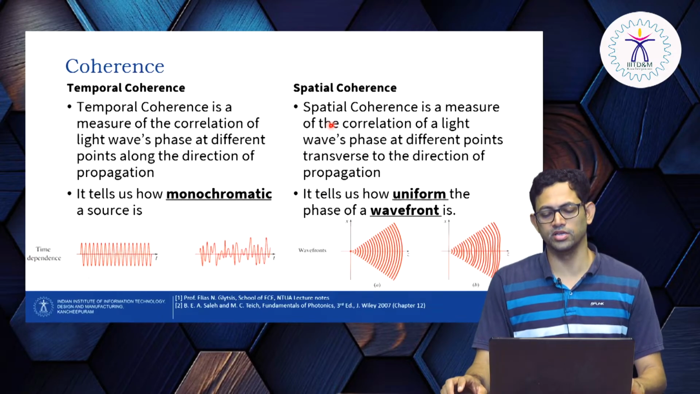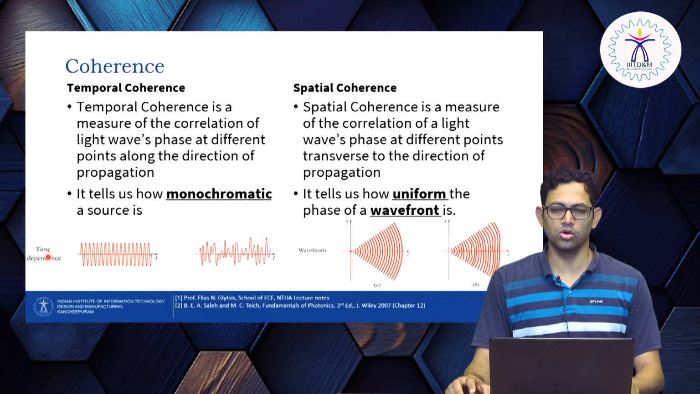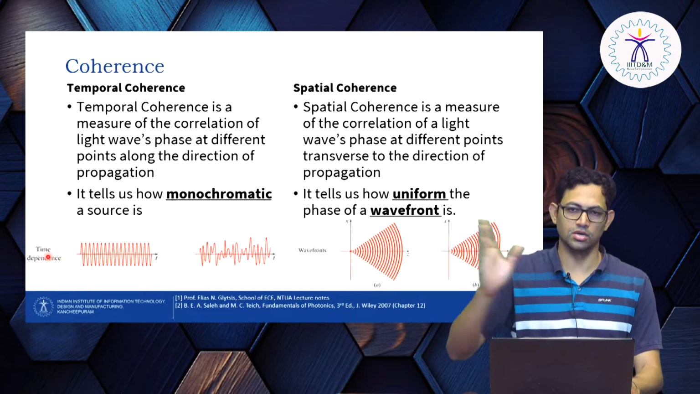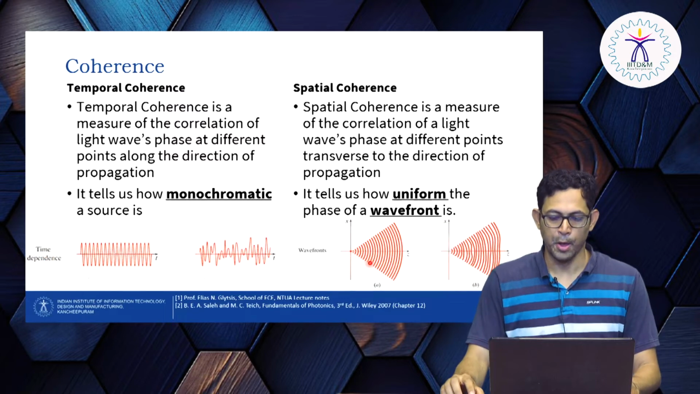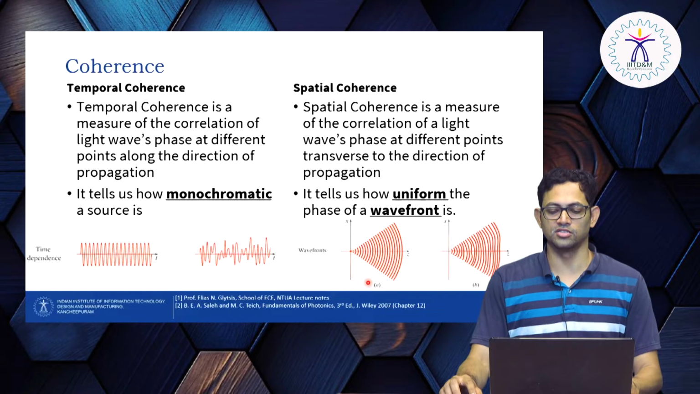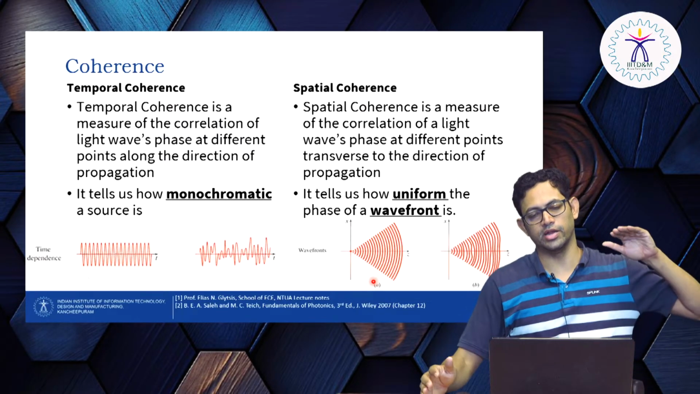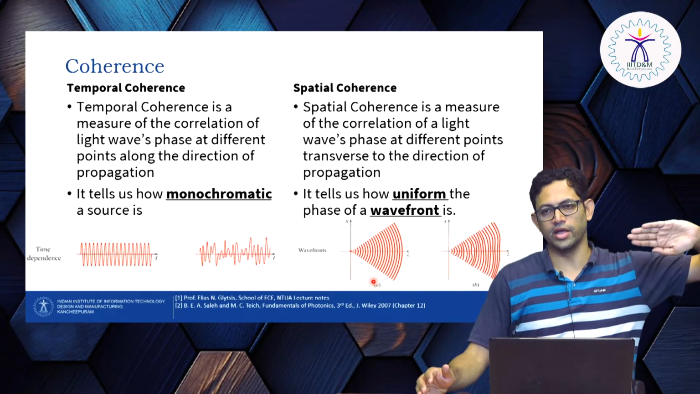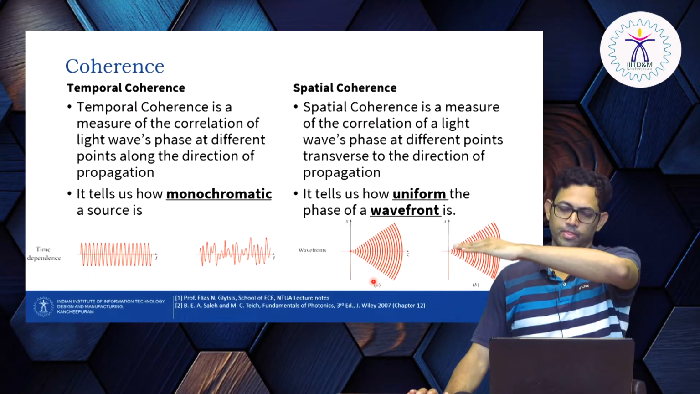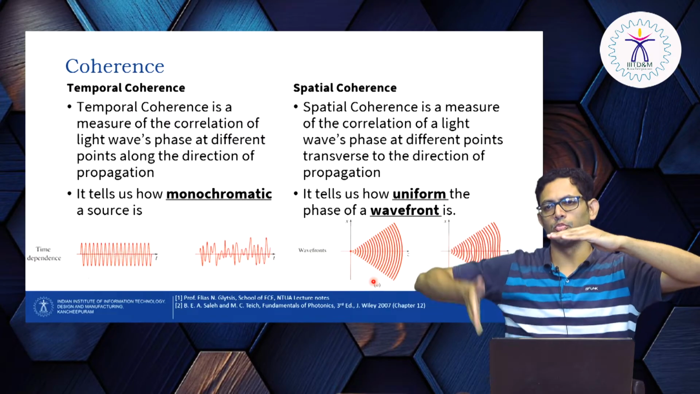Spatial coherence is based upon... okay, so temporal coherence is checking the phase along the time distance, right. In spatial coherence, we need to see the transverse direction, that is, perpendicular to the direction of propagation. For example, my direction of propagation is this way, right. Now I need to see the wavefronts, which are perpendicular to the direction of propagation, right.